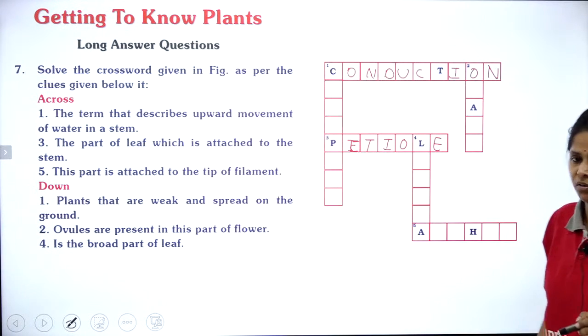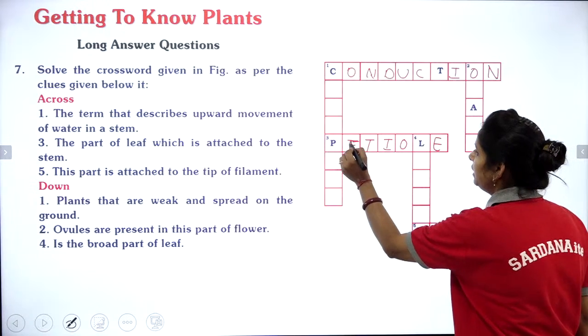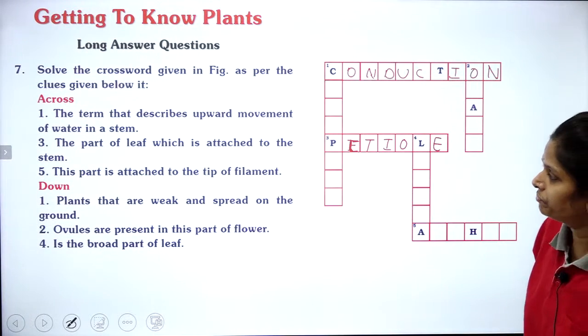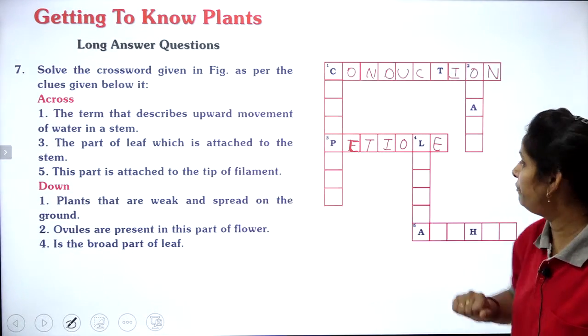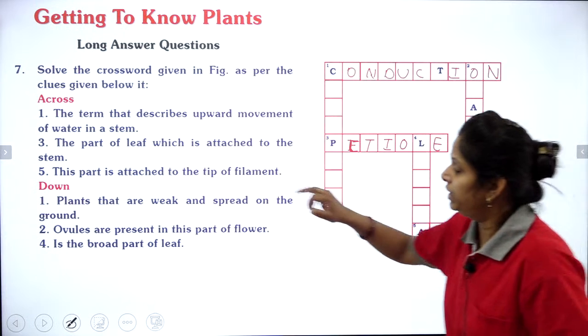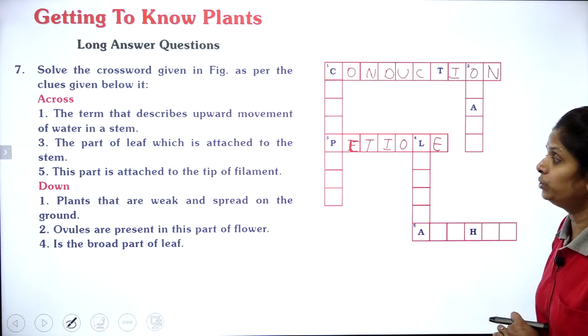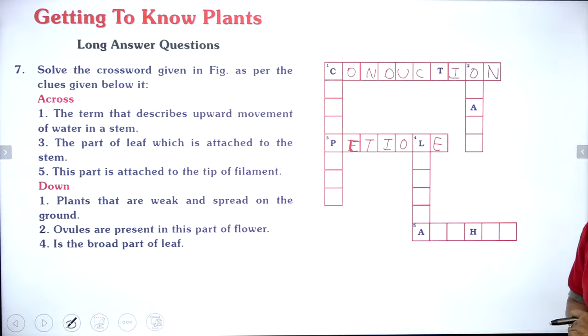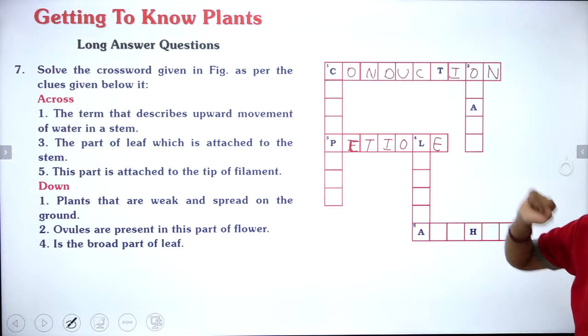P-E-T-I-O-L-E, it's petiole. Okay, it is E. Clear? Then after, fifth point, left to right. This is fifth point, left to right. In these boxes we have to fill, and you can see here the hint is there. It started from A. This part is attached to the tip of the filament.